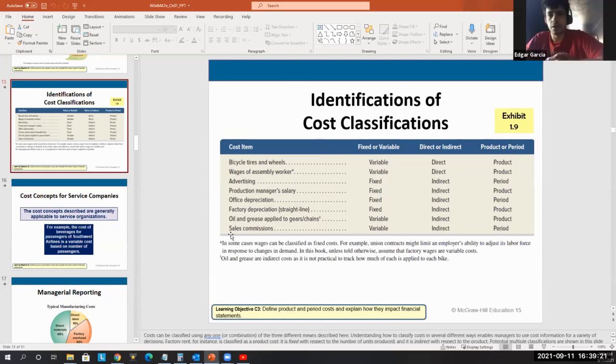Any other questions? Professor? Yes. So anything tied to your production will be variable? Anything that increases with your production, like the bicycle tires and wheels. If I'm selling bicycles, every time I sell a new bicycle, I'm going to have 2 new tires attached to it. And so it increases in a linear fashion with the increase of production. Does that make sense? Yeah, makes sense.